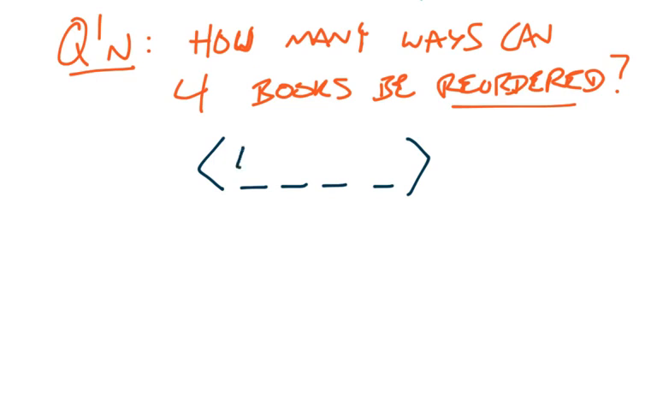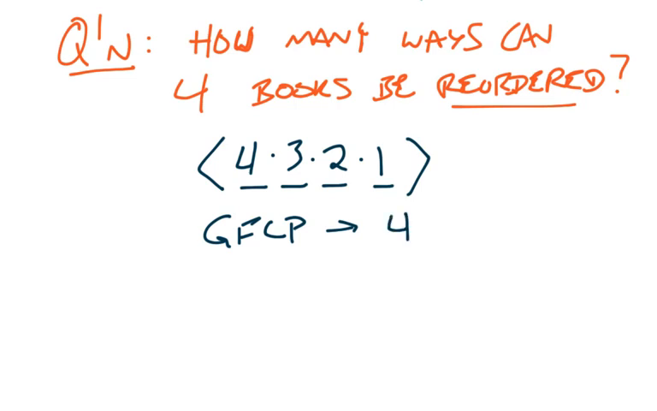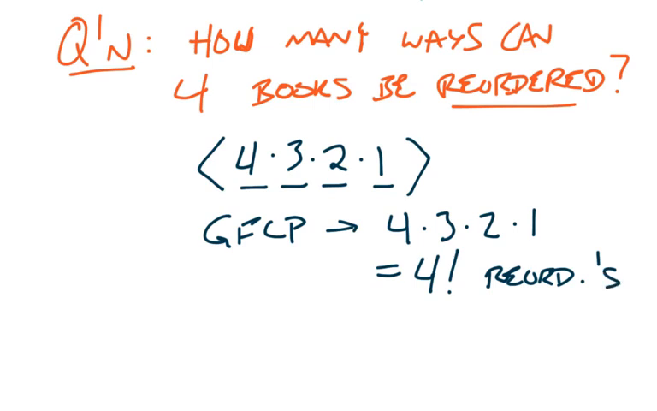We've got 4 options for a book that can go first, 3 options for a book that can go second, 2 options for a book that can go third, and then 1 option for a book that can go last. The generalized fundamental counting principle says to multiply all these things together. And this is for factorial reorderings of the 4 books. 4 factorial, we know what that is. That's 24. Not too hard to calculate that.